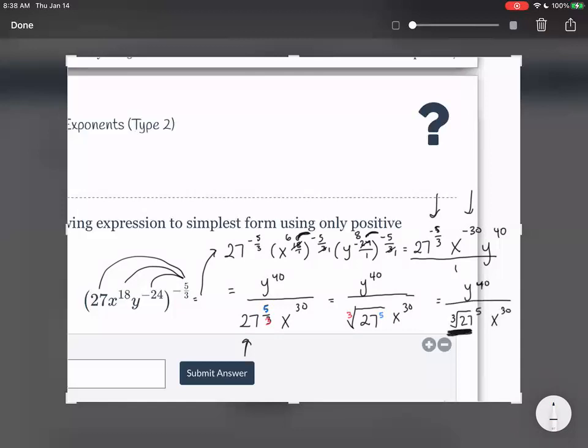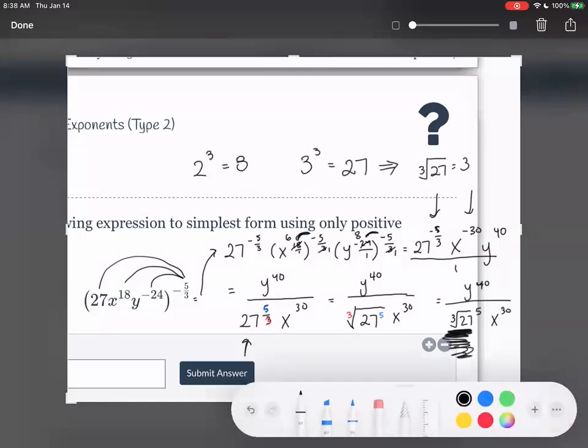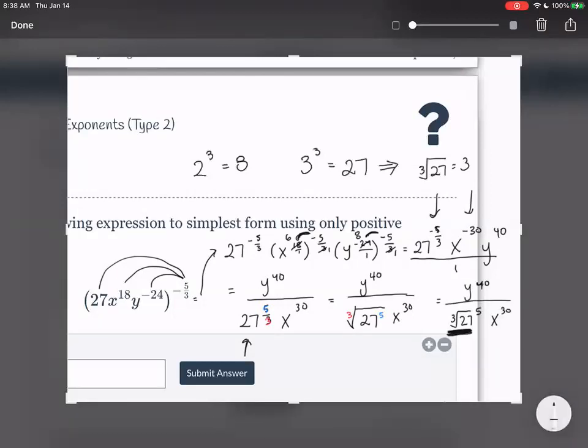So let's see, what can we do with the cubic root of 27? If you try out 2 cubed, this is 8. That's not the cubic root of 27 then. But if you try 3 cubed, that's going to be 3 times 3 times 3. That is 27. So therefore, the cubic root of 27 is 3. So back over here, where it says the cubic root of 27, we're going to replace that with the number 3.